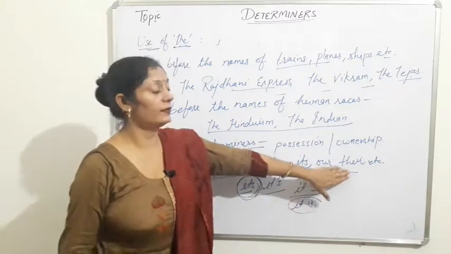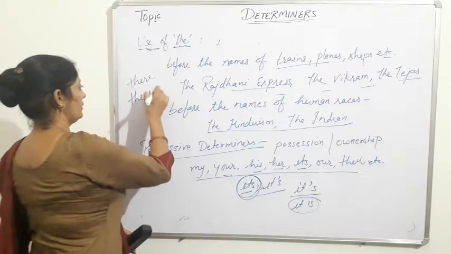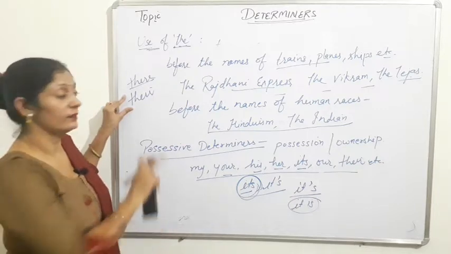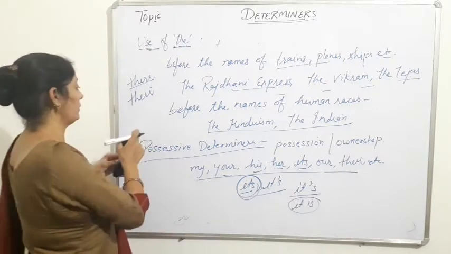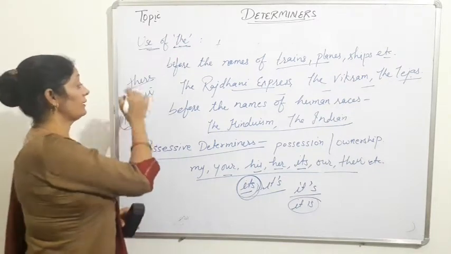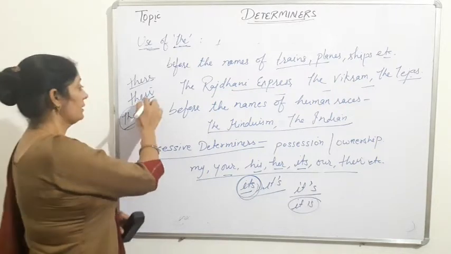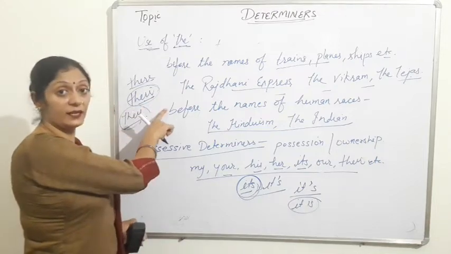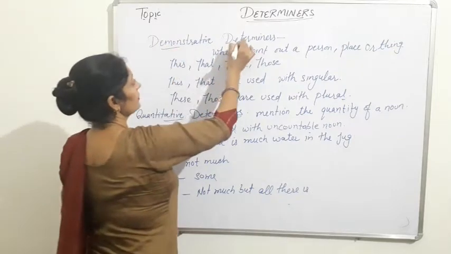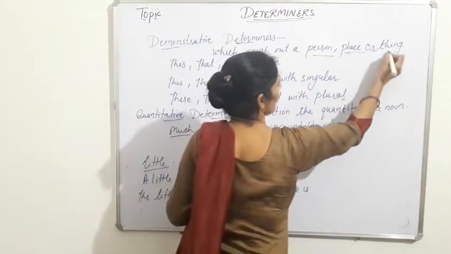Next is "there" and "their". Mostly students make mistakes in this one also. T-H-E-R-E, "there", this one is a place-showing word. T-H-E-I-R, "their", this one is a possessive and we use it with the subject "they". They are going to their house. If the sentence is like this, they are going to their house, then this "their" is used. Okay, notice the difference. Next one is demonstrative determiners, which point out a person, place or thing.